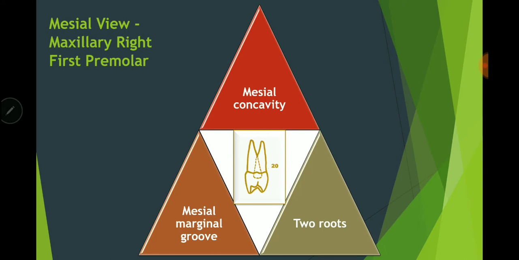So the mesial view of the maxillary first premolar, you have a mesial concavity, which is depicted by the dotted line there, and two roots are the most common, and you have a mesial marginal groove. You see that? So the mesial marginal groove here extends onto the root concavity. All right. Which tooth has a mesial marginal groove extending onto the mesial concavity? Maxillary first premolar. Okay.